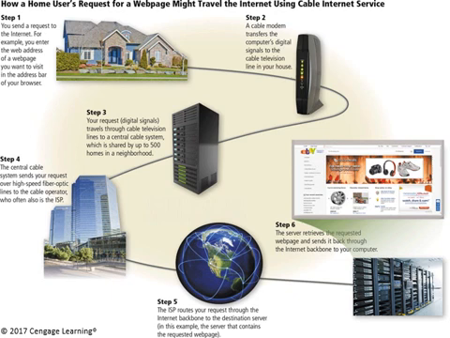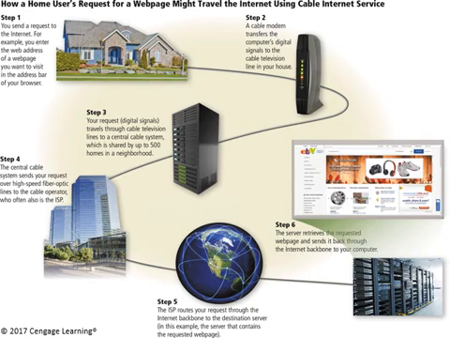As step number one, when you send a request to the internet, for example, you enter the web address of a web page you want to visit in the address bar of your browser. In step number two, your cable modem transfers the computer's digital signals to the cable television line in your house. As step number three, your request, meaning your digital signals, travels through the cable television lines to a central cable system which is shared by up to 500 homes in a neighborhood.